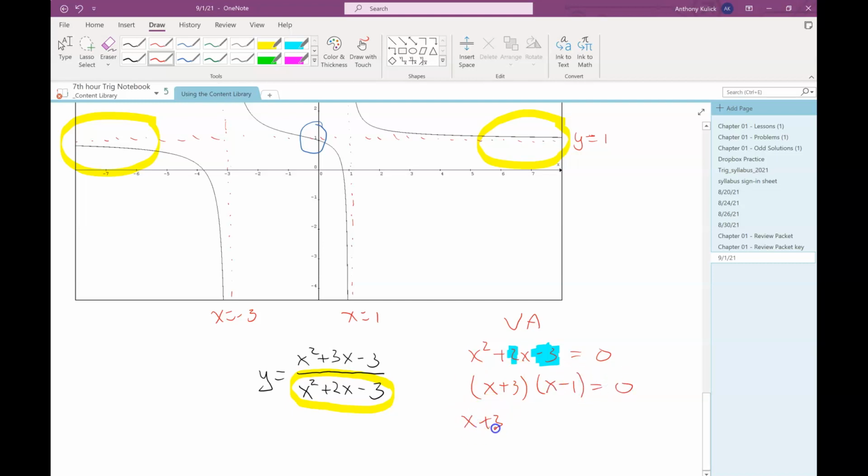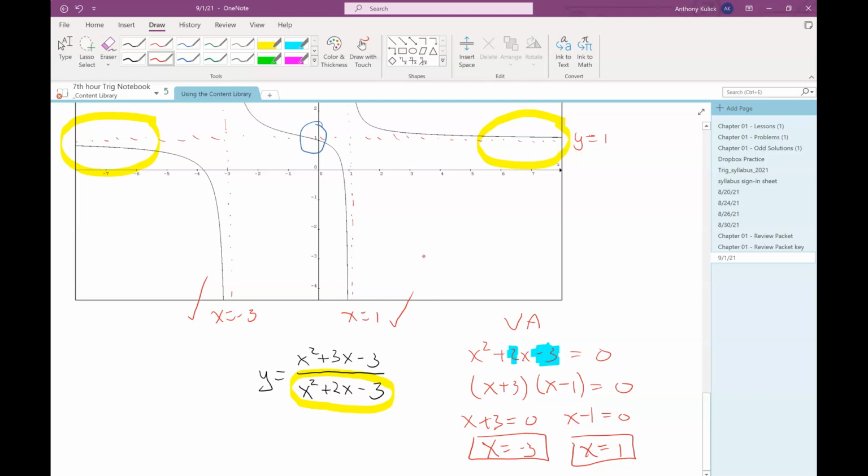And then using the zero product property, I can set each of these equal to 0 and solve them separately. Note those match what we observed in the graph. Everybody's okay with that?